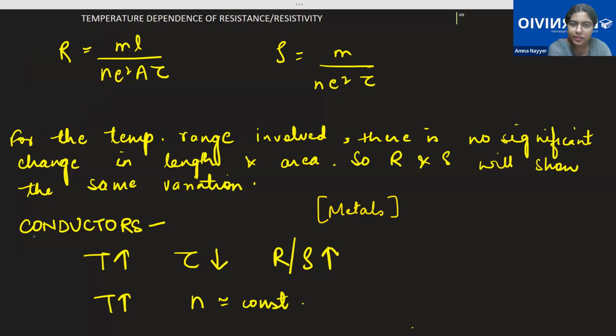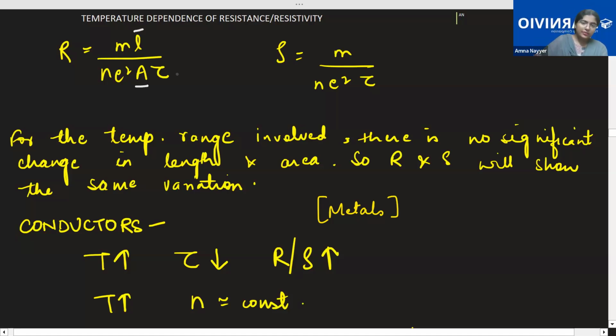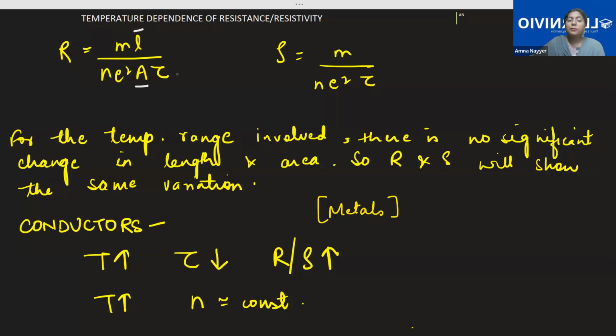Anyways, temperature dependence of resistance means that if the temperature is changing, will there be any change in the resistance or resistivity or not? The reason is that length and area are the two factors which differentiate resistance and resistivity. R is equal to rho L by A. In the resistivity formula, when you put everything in, the area and length get cancelled off. That's why here you don't have area and length, while here you have the area and the length. It's a major difference. But when the temperature changes, the change in the area and the length is very small.